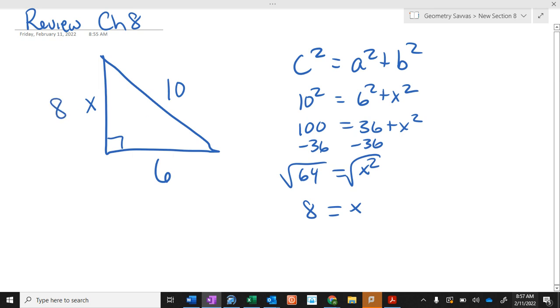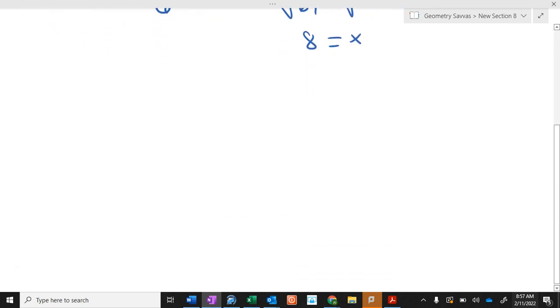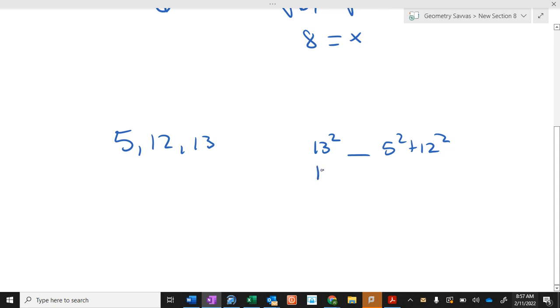Now, will it be a whole number on the test? Might be, might not be. Okay? All right. Then you'll be asked, is 5, 12, 13 a right triangle, yes or no? Well, how do we check if it's a right triangle? Pythagorean theorem. Is 13 squared equal to 5 squared plus 12 squared? Well, this is 169. This is 25 plus 144, which is 169. So if they're equal, then it's yes.